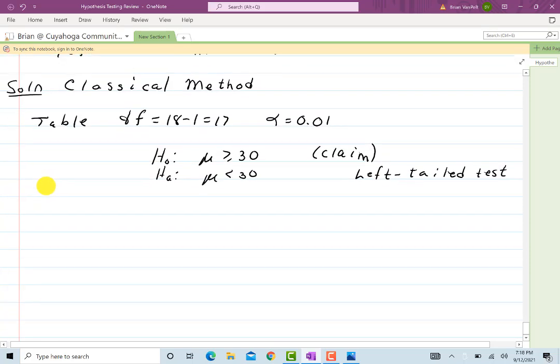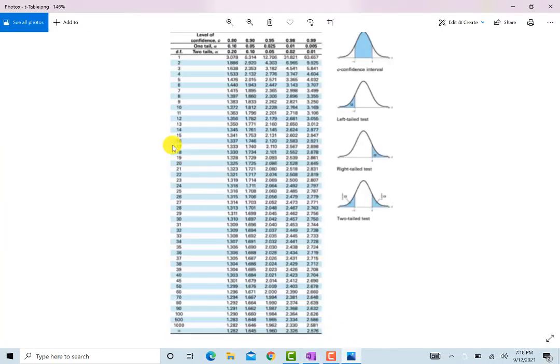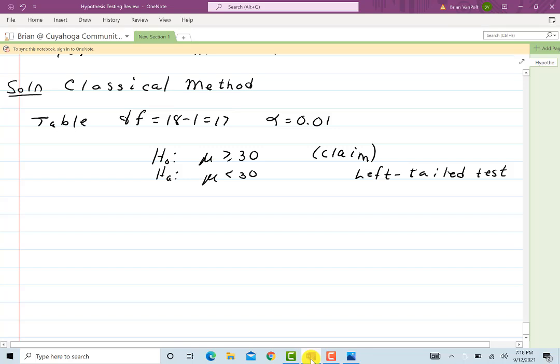Okay. So now that we have those things, let's go ahead and look at the table. I'm going to go to row 17, the degrees of freedom, alpha equals 0.01 on the one-tailed alpha. So let's take a look. 17, one-tailed 0.01 is the fourth column. Let me take a look there. It looks to me like 2.567. That's one tail. So we have T naught equals 2.567.